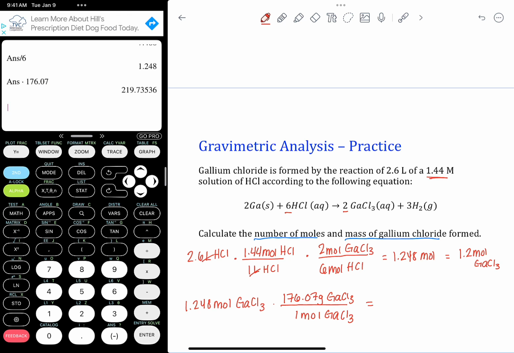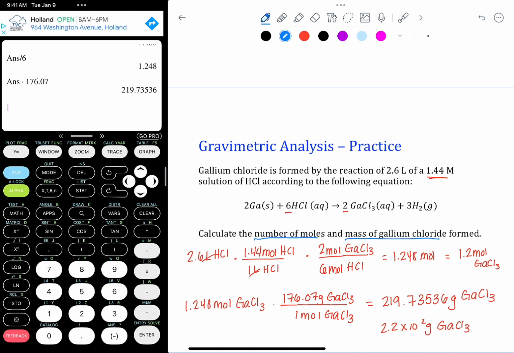And we get a mass of 219.73536 grams of gallium chloride. Now for sig figs, this would come down to 2.2 times 10 to the 2 grams of gallium chloride. Why do we do that? Because when we round this, this is going to be 220. Okay, and then we want to have no ambiguity, so we want to put it into scientific notation, so that would be 2.2 times 10 to the 2, so that we don't have that extra 0 at the end that's ambiguous.